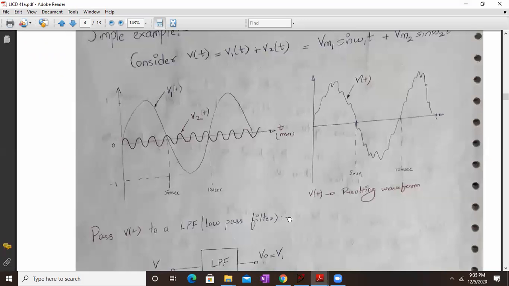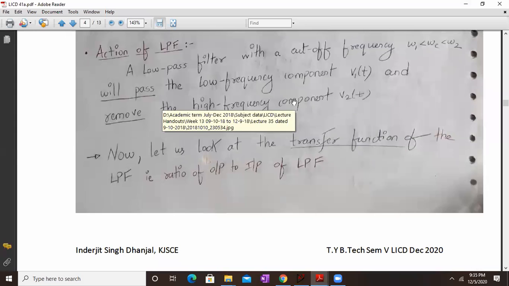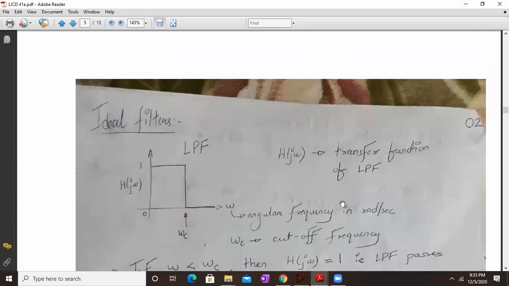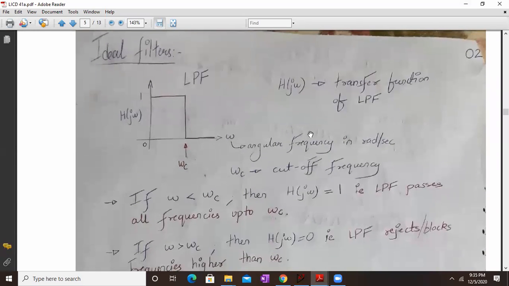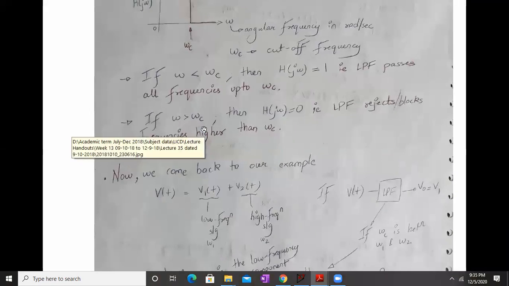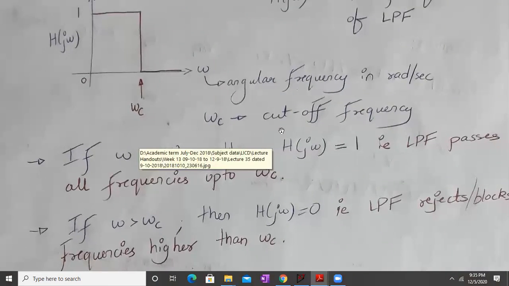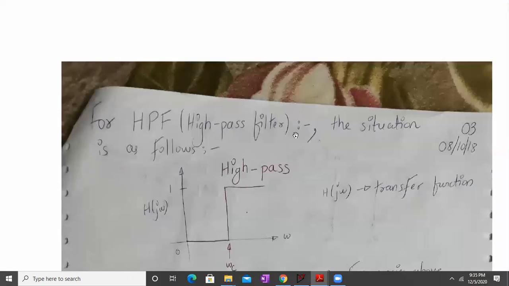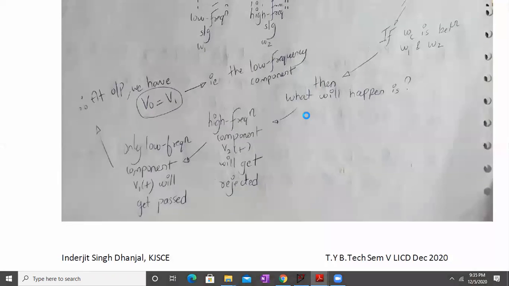Now let us move forward. Let us look at the transfer function of a low pass filter, which is the ratio of the output to the input of the low pass filter, in slightly more detail. We will discuss this in the ideal filter domain only. Again, I'm repeating here. Let me put it in full screen mode. Okay, it is in full screen mode now.